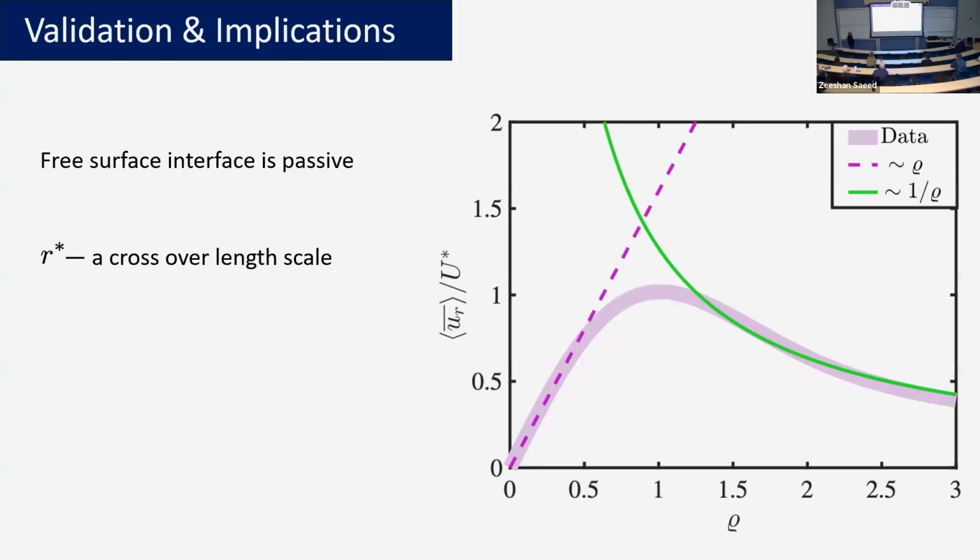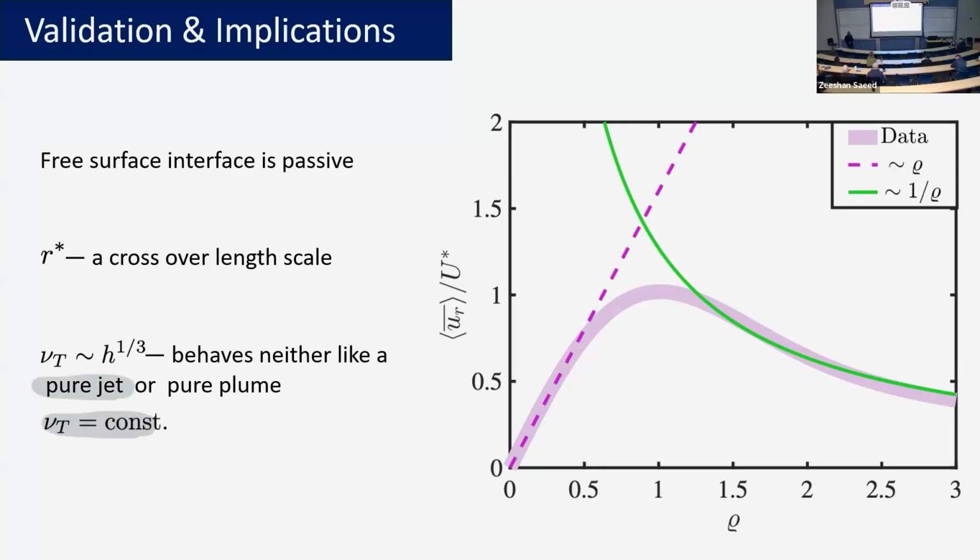This length scale R aesthetic, which is essentially where the flow decides to die down, is also a crossover length scale. And this kinematic, not kinematic, but it's an eddy viscosity term. It behaves neither like a pure jet nor a pure plume. Because had it been behaving like a pure jet, it would have been a constant, which it is not because it's obviously changing with height.